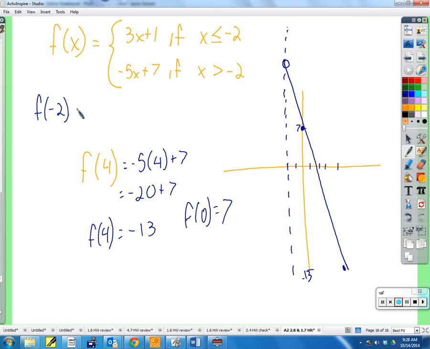Okay. So f of negative 2. How do I figure out what f of negative 2 is? Where do I plug negative 2 in for x? The top one, because x is less than or equal to negative 2. It's equal to negative 2 at that point. So 3 times negative 2, plus 1. Negative 5. f of negative 2 is negative 5. So here's negative 2, let's call this negative 5. And I'll draw a closed circle, because that's the value of the function when x is negative 2. Now I have a point. I know the slope. Slope is 3 over 1. So I can go down 3 to negative 8, and to the left 1.